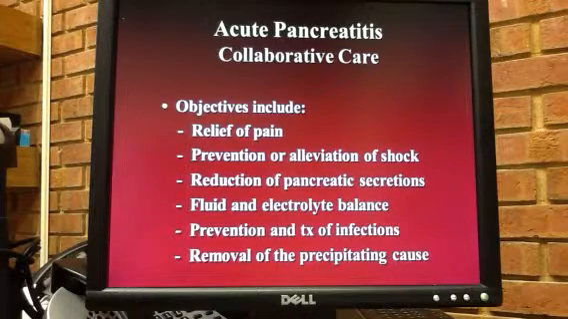Prevention and treatment of infection. And then if there's a precipitating cause, it needs to be removed. For example, John Ashcroft some years ago, he was the Attorney General, Missouri Attorney General, and he developed acute pancreatitis secondary to gallstones. Well, removal of the precipitating cause meant addressing his gallstone issue. And I suspect he had a cholecystectomy. I don't really remember.